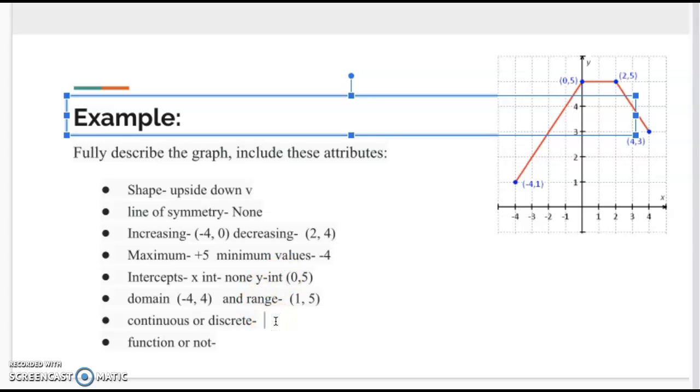Alright, is it a straight line or is it a bunch of points? It is straight, so it is continuous. And if I did my vertical line test, would it only hit at one point? Yes, so it is a function. That's your example. If you need more help, let me know.